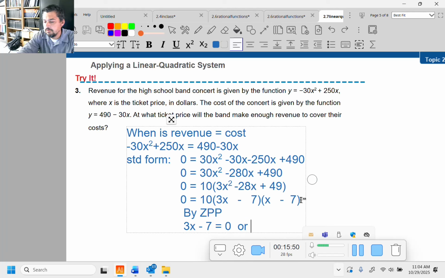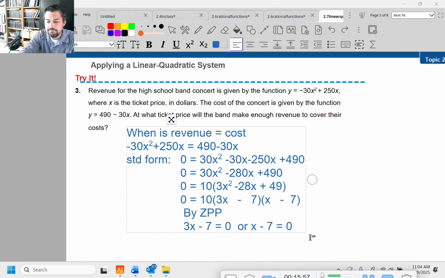Or x minus 7 is 0. Now, we're going to talk again about a vocab word here in just a second. And there are teachers that would argue with me that this is not what it means, but it is what it means.